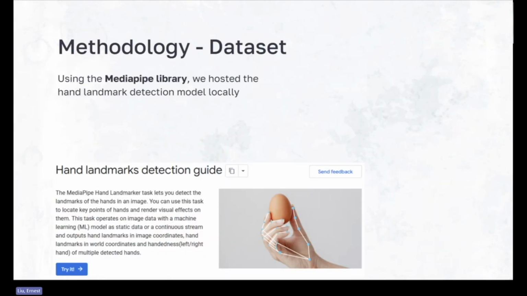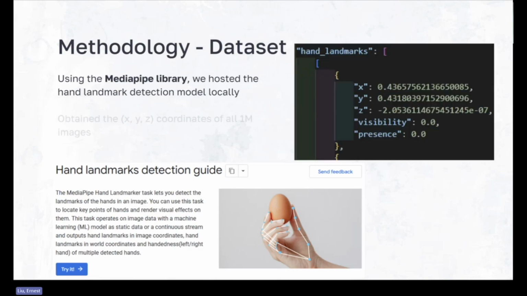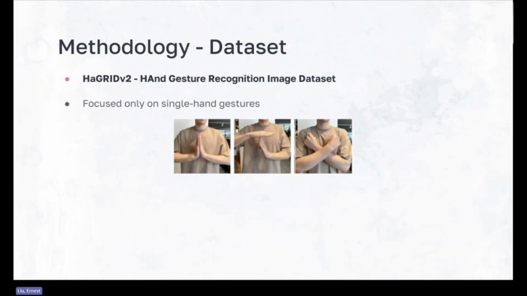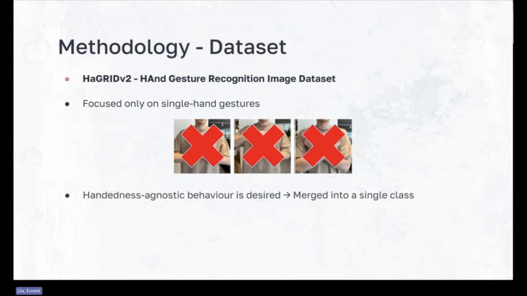So to circumvent this, we actually used the MediaPipe library, hosted the model locally to perform hand landmark detection locally. So this gave us the x, y, and z coordinates of all 1 million images. And for our project, we also only focused on single hand gestures, so that means that classes like this that require two hands to form the hand signs will not be included in our project. Also, because the model should recognize gestures regardless of whether they come from the left or right hand, we merged these classes together as well.